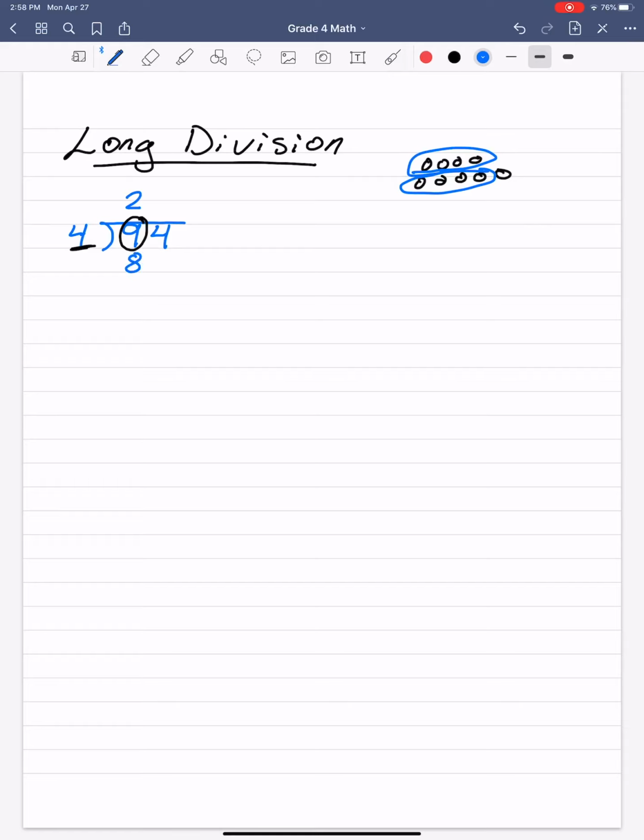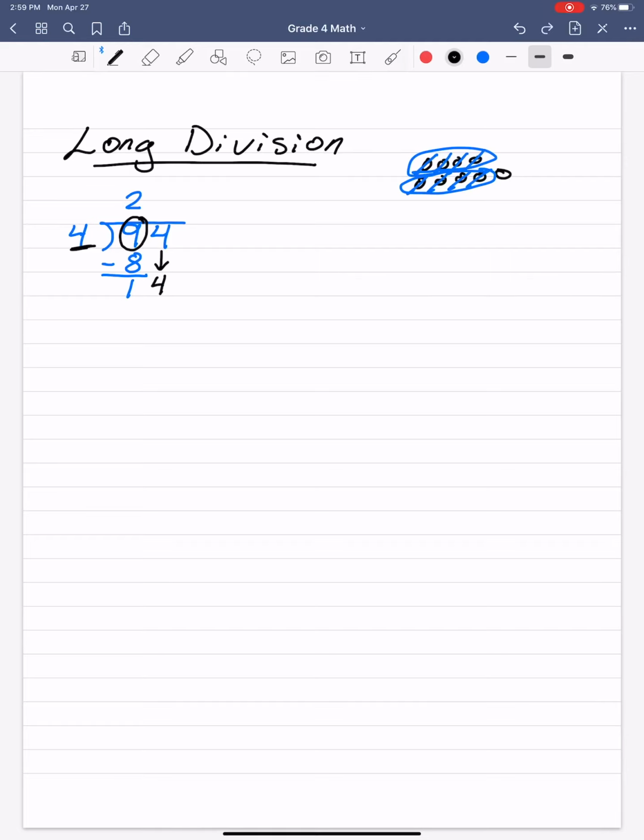Okay, so when we say 8, we can see that that's how many are used up, right? 1, 2, 3, 4, 5, 6, 7, 8. When we make our 2 groups of 4, we have 8 gone, and there is 1 left over. So that's our next step. Now we're going to subtract 9 minus 8, which is 1. So that's 1 left over. Now we're going to bring down that 4, the second digit, and now we're looking at 14, okay?